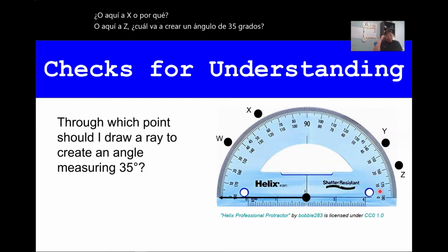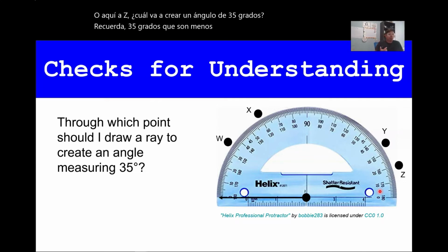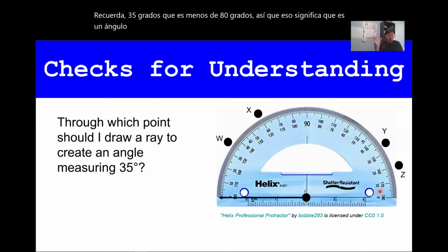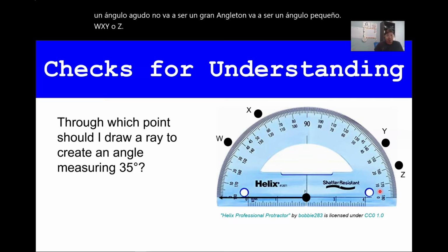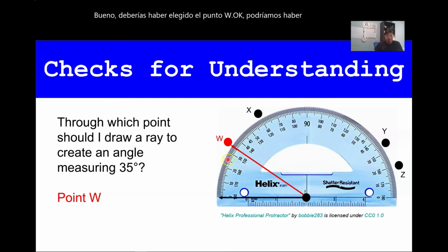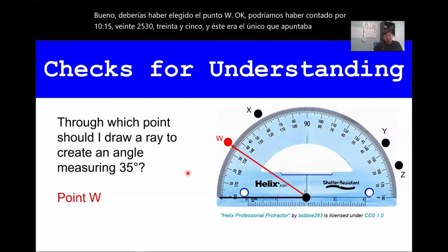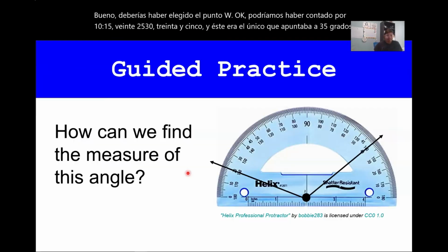Remember, 35 degrees is less than 90 degrees, so that means it's an acute angle. It's not going to be a big angle, it's going to be a small angle. W, X, Y, or Z. Good, you should have chosen point W. We could have counted 5, 10, 15, 20, 25, 30, 35. And this one was the only one that was pointing at 35 degrees.